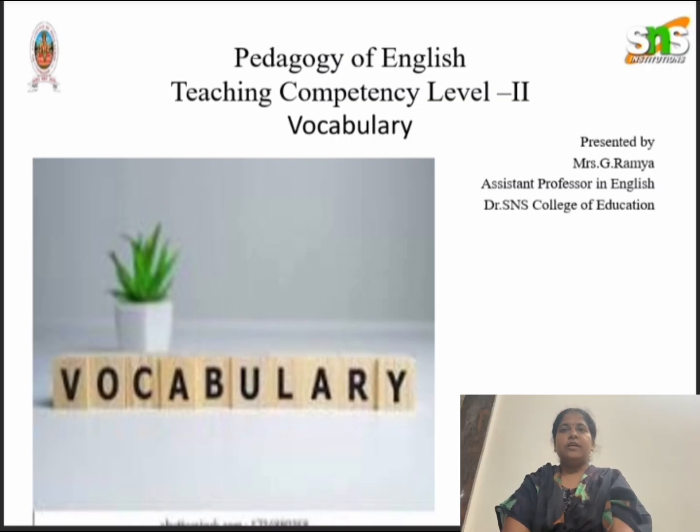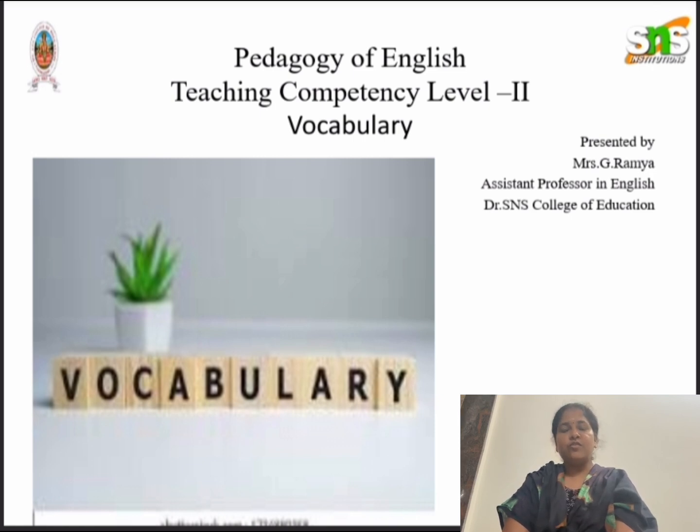Hello all. In Pedagogy of English, in Teaching Competency Level 2, we are going to look into a new topic, that is vocabulary, where we will deal with the homophones and homonyms. So before entering into the topic, we should know what is meant by vocabulary. So vocabulary is also known as lexicon.